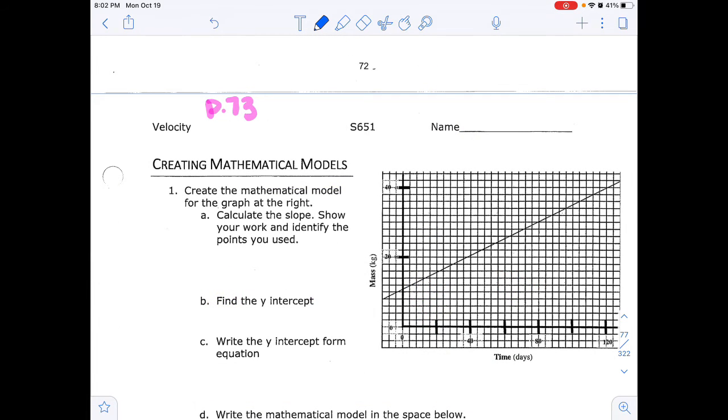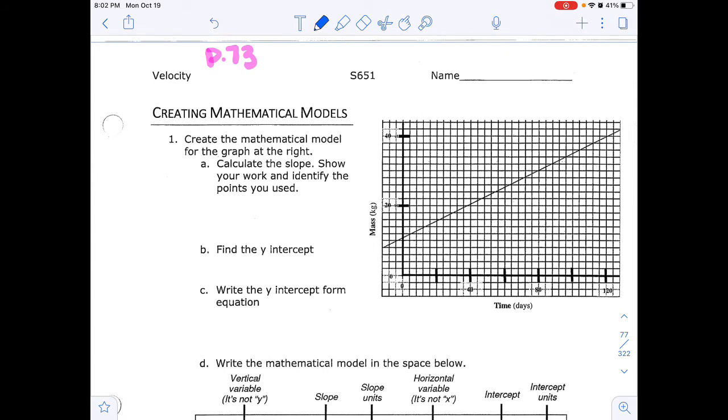This is from page 73 in your binder. We're going to make another mathematical model based on a graph given to us of something that's real. So let's take a look at the graph. No title, that's not good. But we do see that the independent variable is the time in the number of days. It goes from 0 up to 120. And the mass of something, like how much stuff something has, goes from 0 up to 40 kilograms.